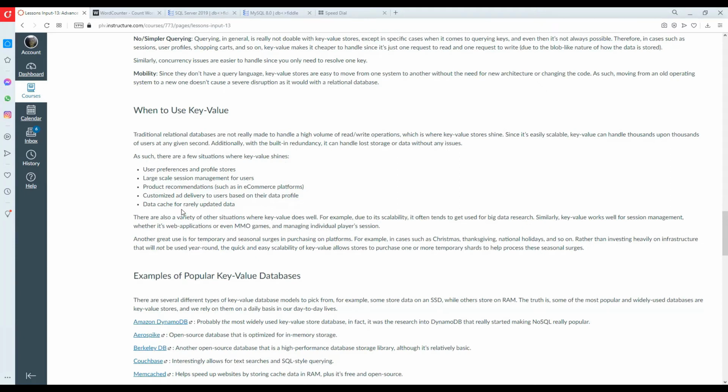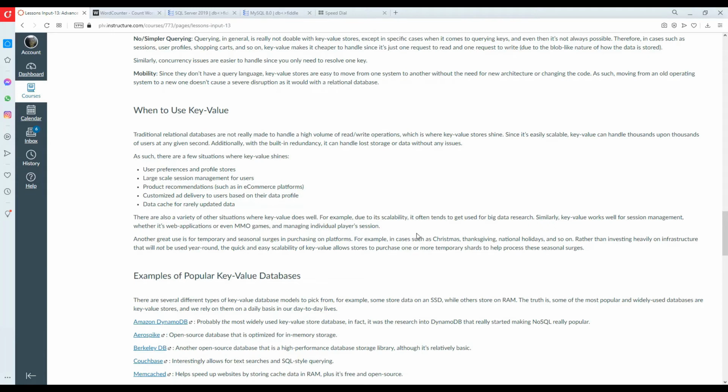Number one, user preference and profile stores. Number two, large-scale session management for users. Number three, product recommendations, such as in e-commerce platforms. Number four, customized ad delivery to users based on their data profile. And number five, data cache for rarely updated data. There are also a variety of other situations where key value does well.